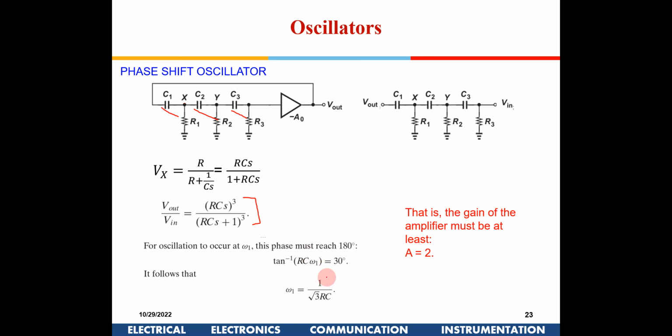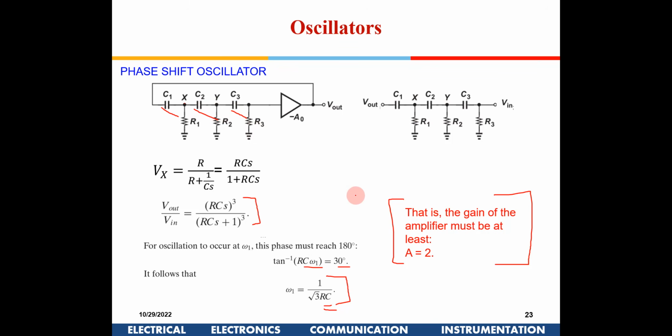So the resonant frequency will come as this one, right? If you equate this to 180 degree, this will come to root 3 RC, and then the gain of this amplifier has to be minimum 2. Okay, this is the same RC. So this is known as a phase shift oscillator, and 3 sets will be required. At least 3 poles you have to introduce here.